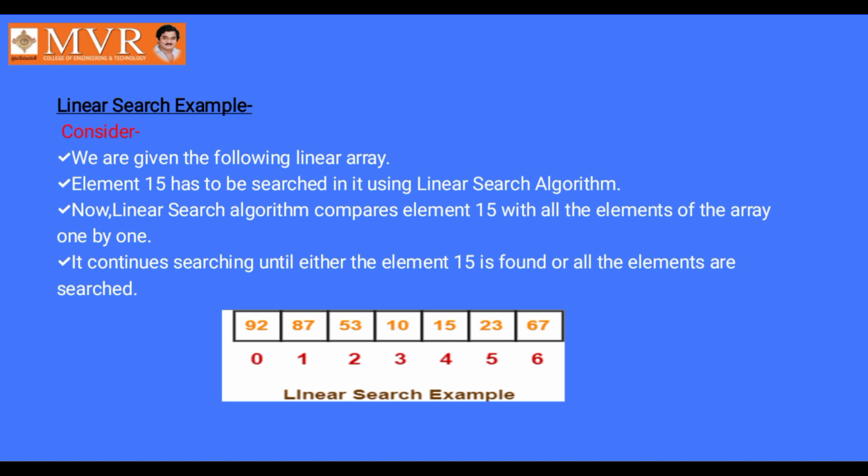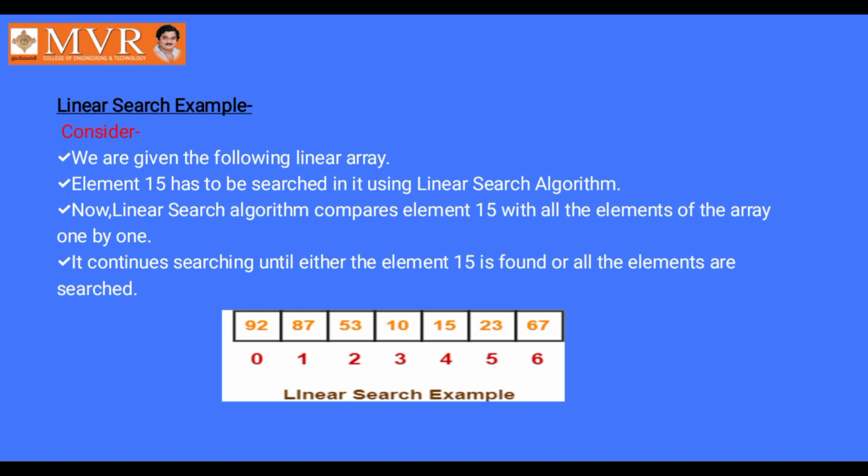Now coming to an example on linear search. Here this is an example for the linear search procedure. In this given list of elements, how many elements are there? 7 elements. That is, this array contains 7 elements from 0 to 6. In this I have to find the element 15. See here, 0th location, first, 2, 3, 4, 5, 6.